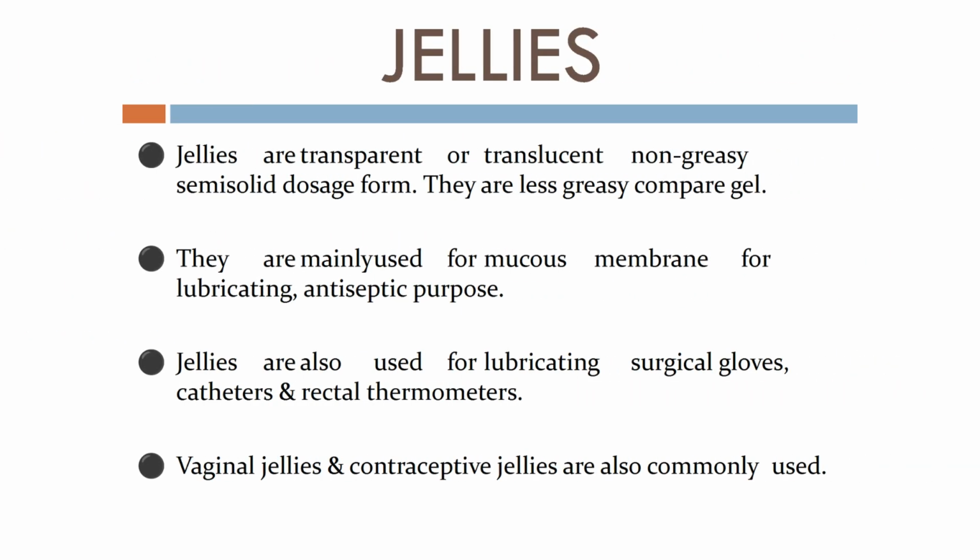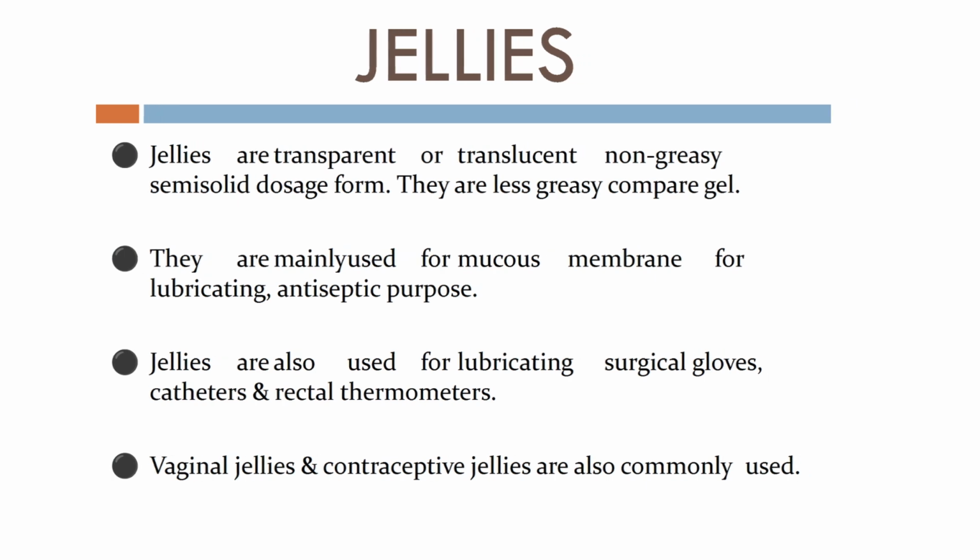Now, let's shift our focus to a closely related topic: jellies. Jellies are transparent or translucent, non-greasy, semi-solid dosage forms. They are actually less greasy compared to gels. They are mainly used on mucous membranes for lubricating or antiseptic purposes. Jellies are also commonly used for lubricating surgical gloves, catheters, and rectal thermometers. And of course, vaginal jellies and contraceptive jellies are very commonly used.